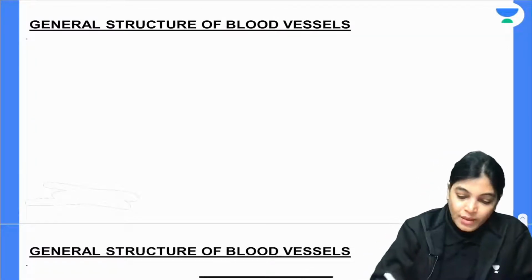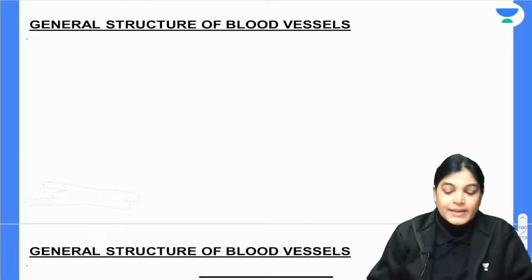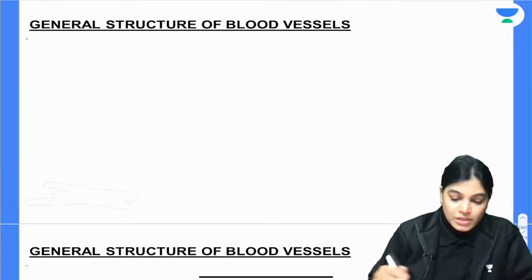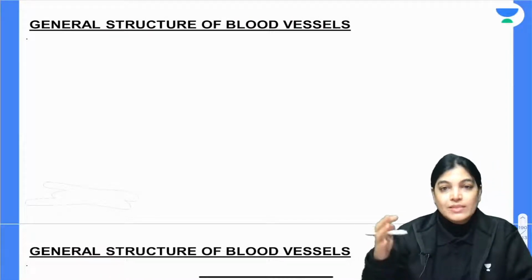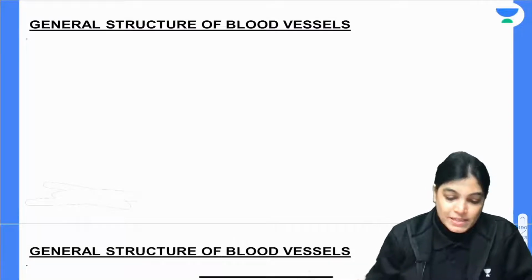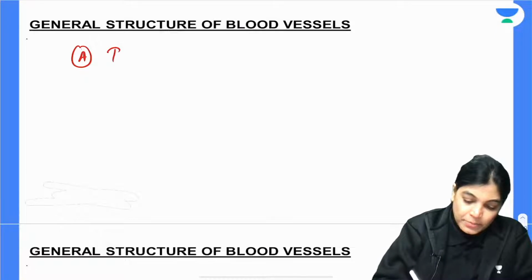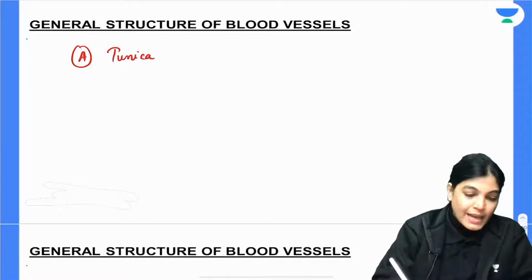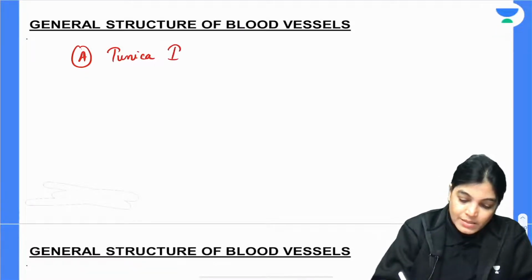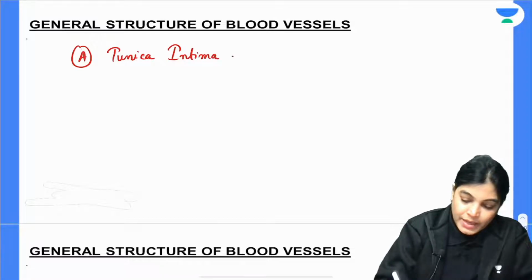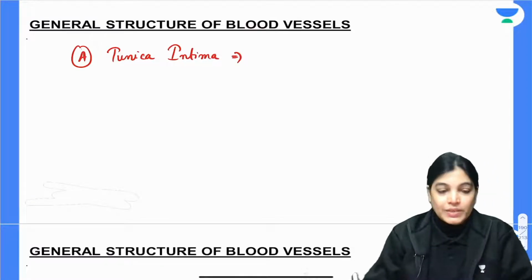Okay. So my dear aspirants, let's move on with this. General features. All blood vessels have a basic structure, and it is important to know the basic structure. What I told you, the innermost layer is tunica intima. All those aspirants who have any doubt can ask me right away, nothing to worry. They can clear their doubt right during the session.